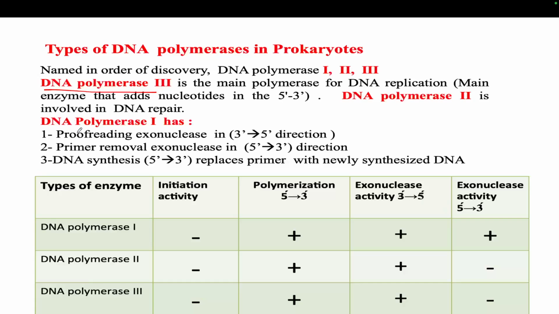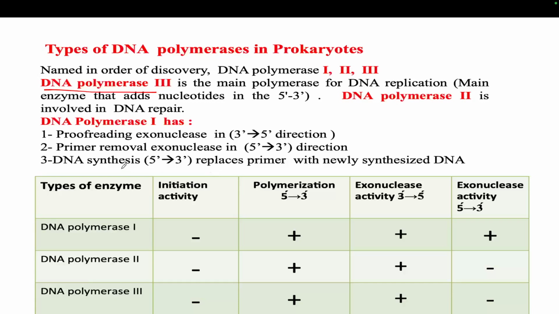In the case of DNA polymerase 2, it is not very useful. It also has polymerization as well as exonuclease activity, but its efficiency is very low. That's why we generally don't use DNA polymerase 2. Whereas DNA polymerase 1 has the proofreading exonuclease activity, primer removal exonuclease activity, and DNA synthesis activity also.